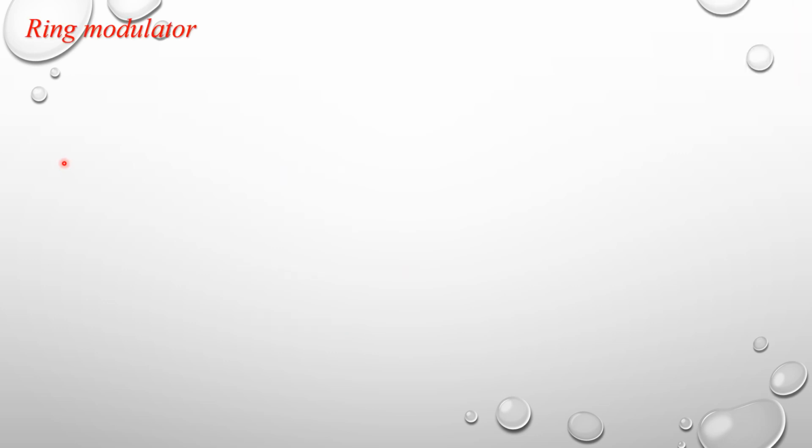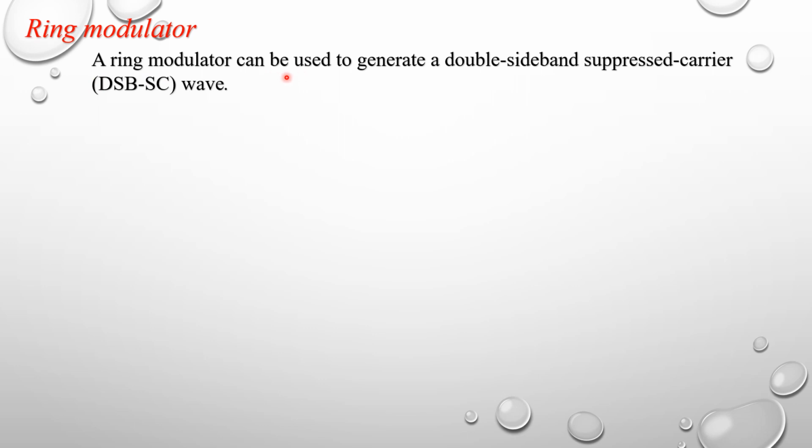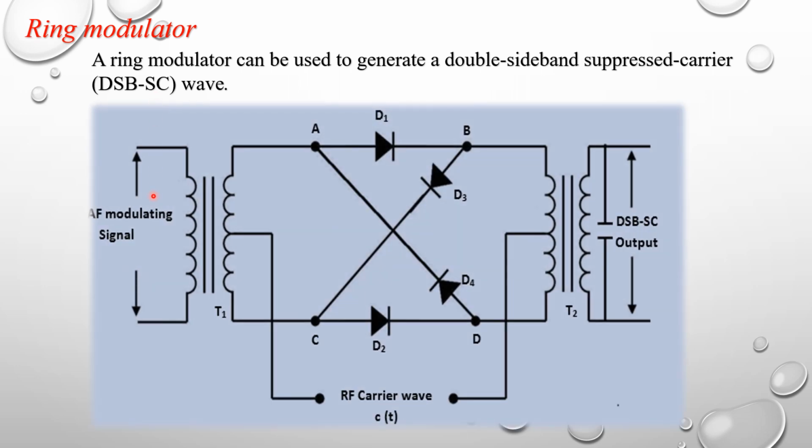Ring modulator. A ring modulator can be used to generate a double sideband suppressed carrier wave, DSBSC. It consists of an input transformer T1 and an output transformer T2, and four diodes D1, D2, D3 and D4 connected in the form of a bridge circuit.